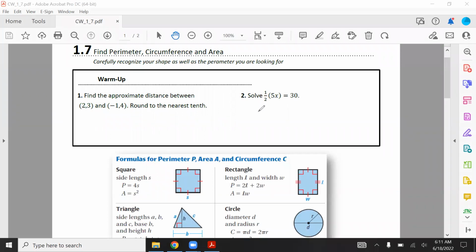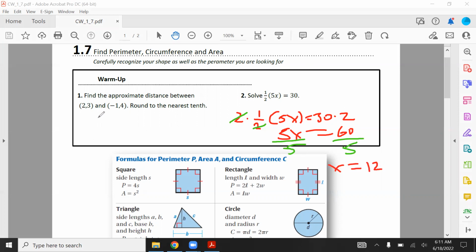Usually when I see a fraction next to a variable, I like to multiply by its reciprocal, meaning I flip the fraction over. That's what a reciprocal is. So I'll multiply both sides by 2. Remember, whatever you do to one side, you must do to the other side for fair treatment. So those will cancel. So 5x equals 60. Then we divide by 5, of course. So x equals 12.